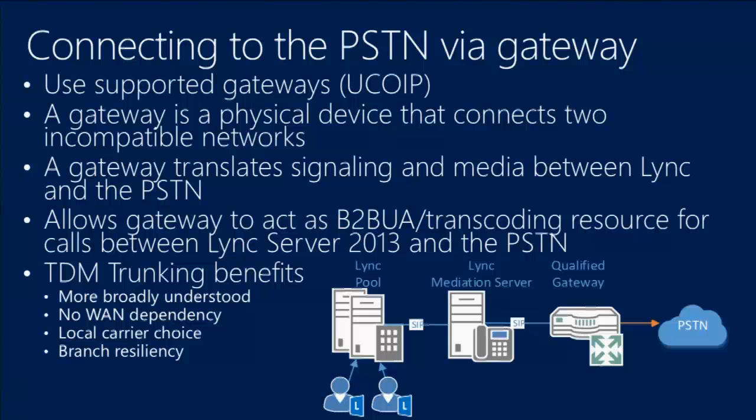There are, again, two ways how you can directly integrate your Lync into the PSTN. The one would be, again, using a qualified gateway. So go to the UCOIP website, find a gateway. It will do all the translation between whatever connection you have, let it be BRI or PRI, coming in, going to the gateway, and translating that to be understandable by Lync.